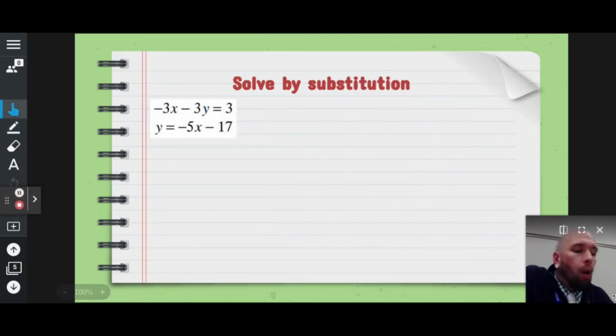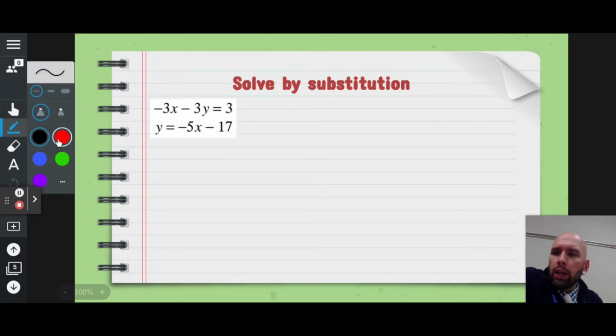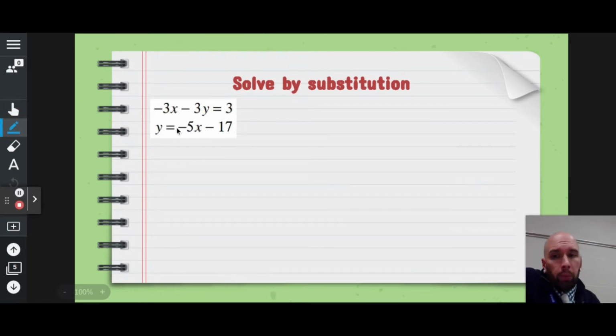All right, let's do it again. Step number 1 in substitution is make sure one of your equations is solved for a variable. The top one, can't do much about it, but the bottom one is already solved for y, so that's good news. Once it's already solved for y, you circle it. So y is negative 5x minus 17.